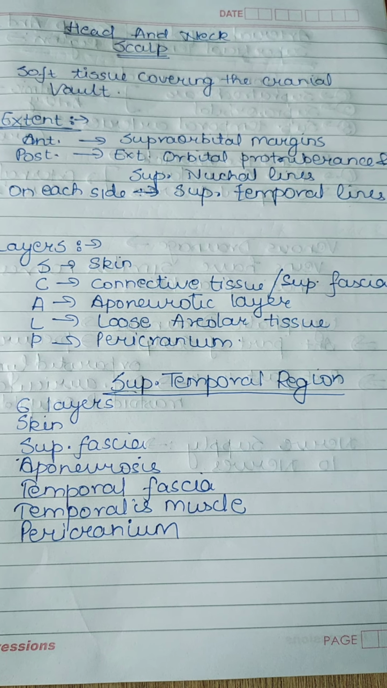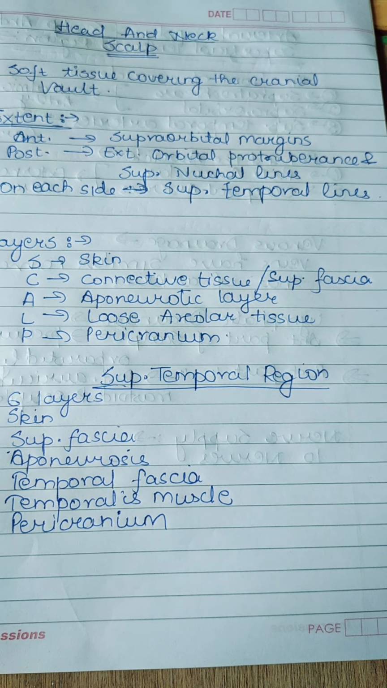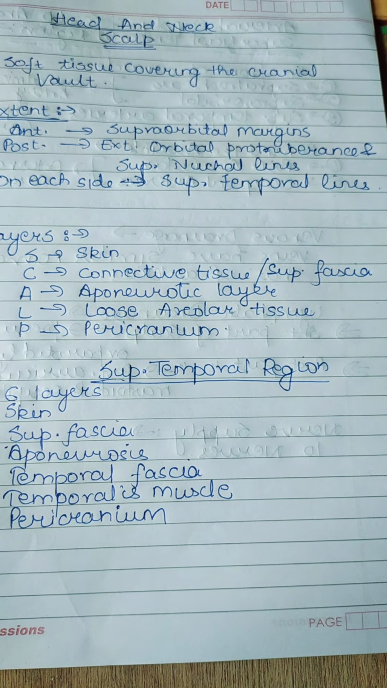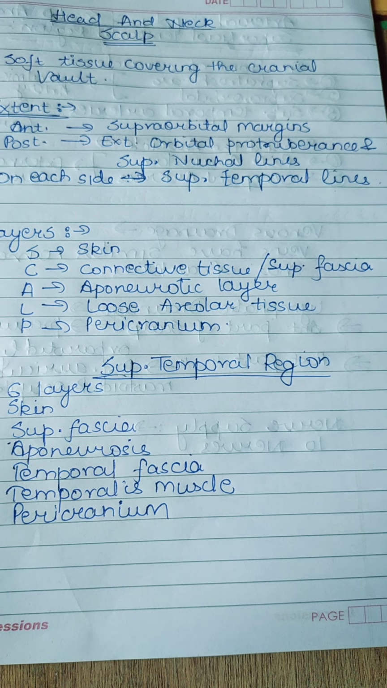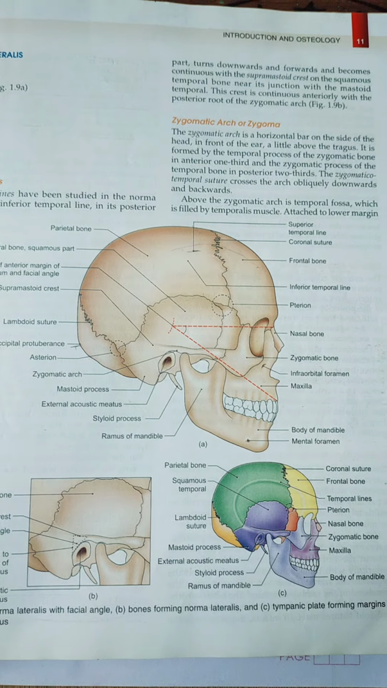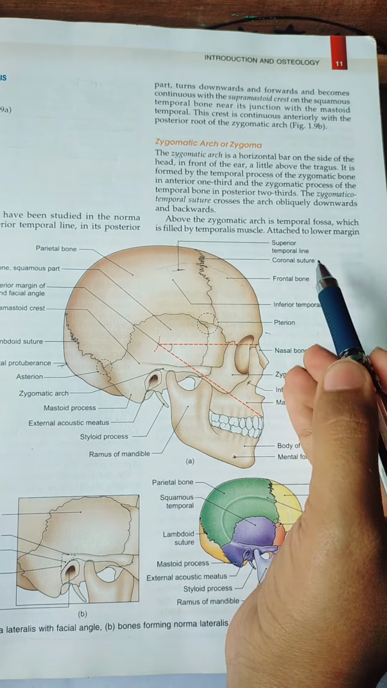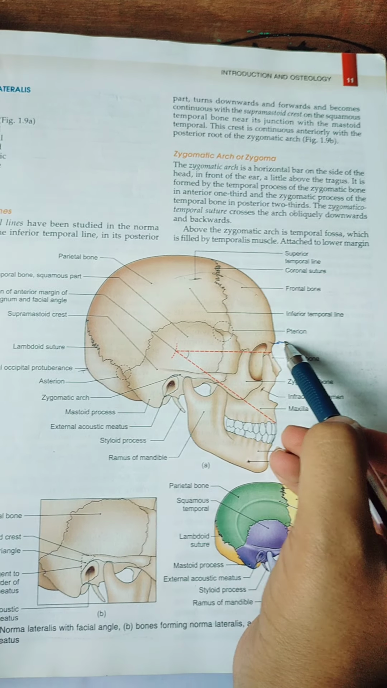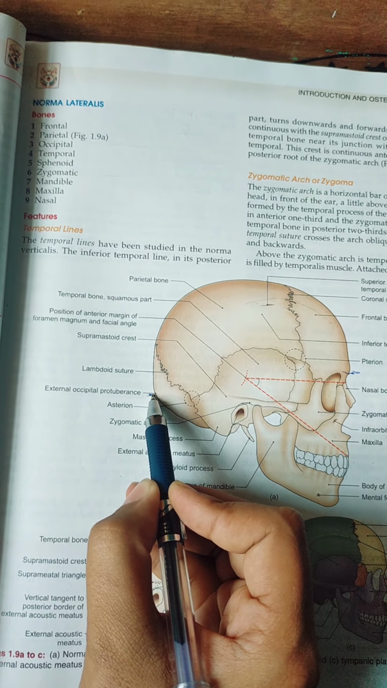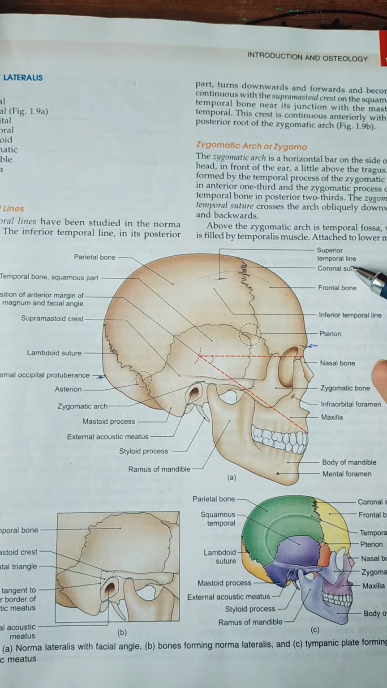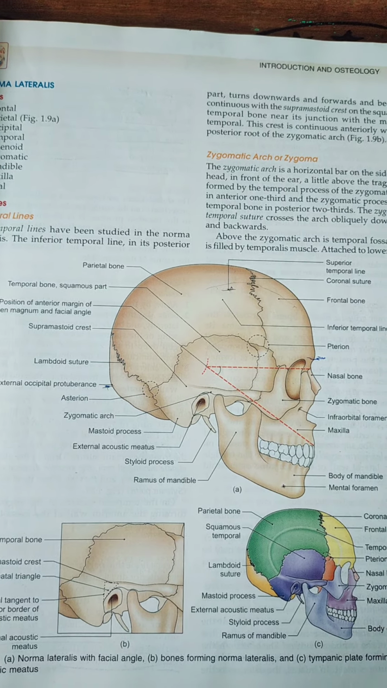Anteriorly, its extent is from supraorbital margin. Posteriorly, it extends up to external occipital protuberance and superior nuchal lines. On each side, there are superior temporal lines. So here you can see it is supraorbital margin. Okay, it extends from here up to external occipital protuberance. Okay, and on each side there is superior temporal line here and on the other side. So it's the extent of the scalp.